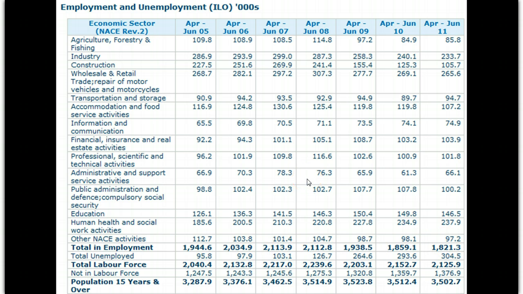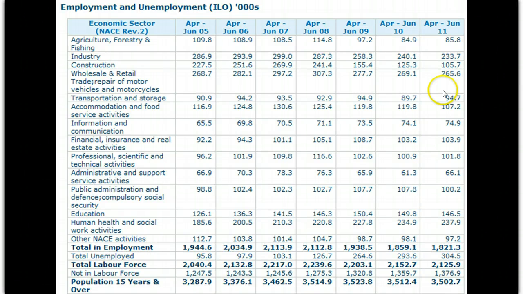If you look at some of the sectors where this drop has occurred, and again we focus on construction, 270,000 in April 2007, down to just over 105,000 now. So 165,000 jobs lost in the construction sector. Almost half of the drop in employment has been in the construction sector, and again most of that would be male. So the huge increase in male unemployment is driven by the construction sector.